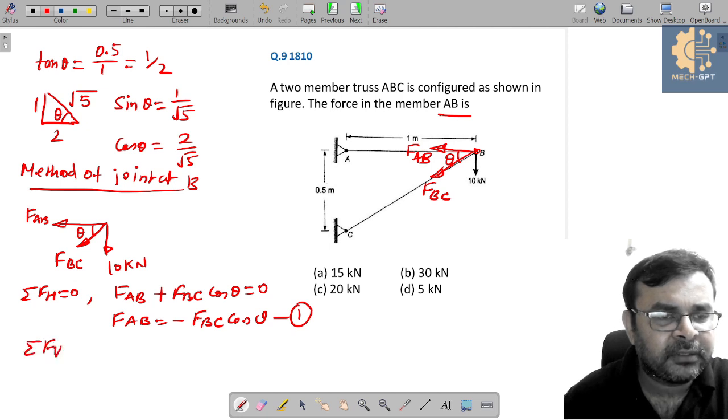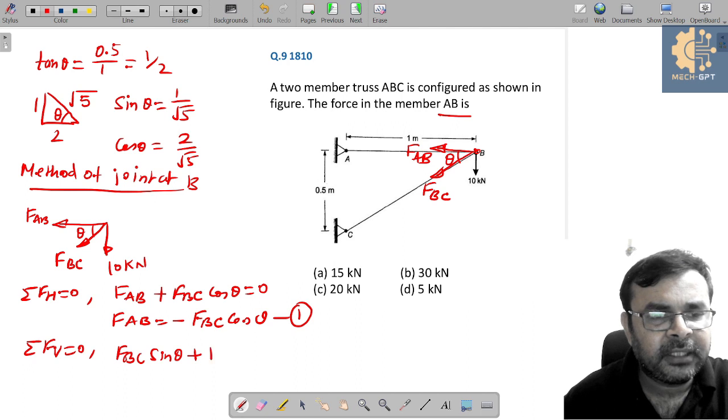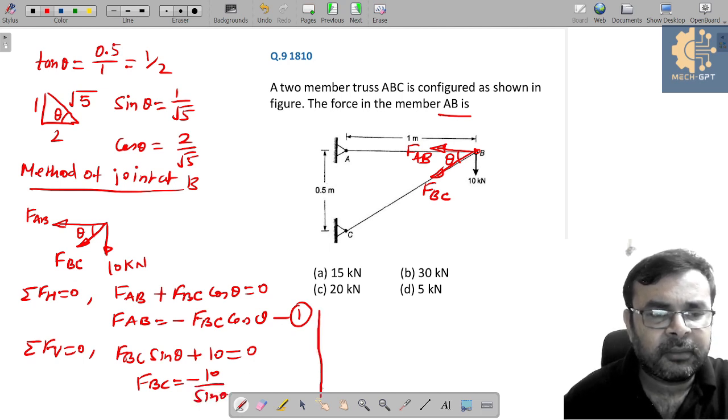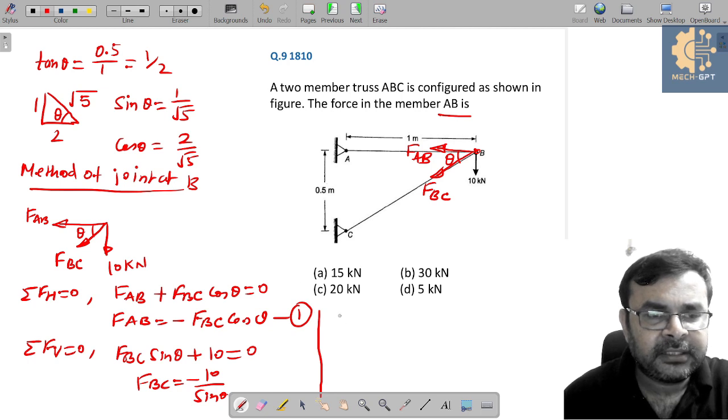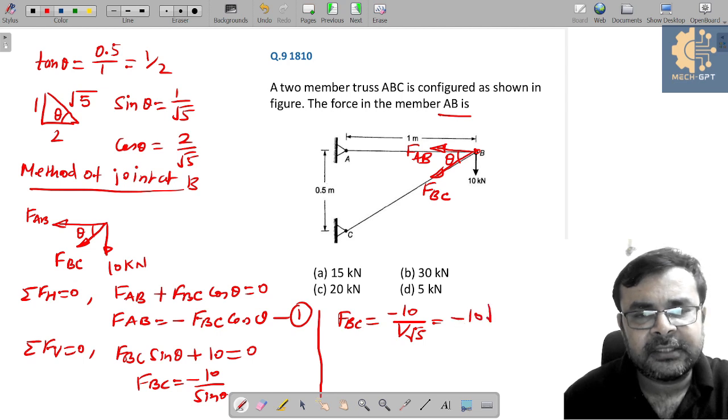Similarly, we can apply summation of vertical force equal to 0. So can I say FBC sin theta plus 10 is equal to 0, means FBC is nothing but minus 10 over sin theta. Is it clear? And what about sin theta? Yes, so here we know that sin theta is nothing but 1 by root 5. So can I say this divided by 1 by root 5? So simply here we can get minus 10 root 5.